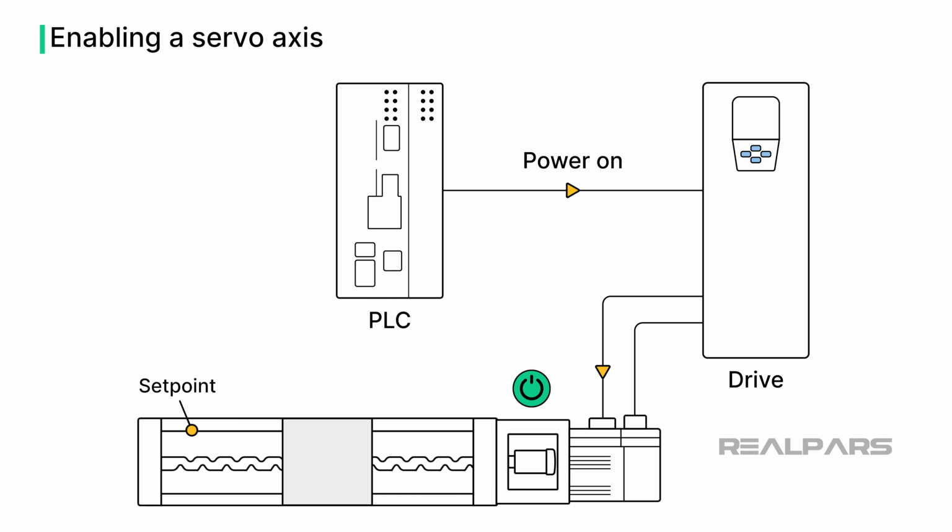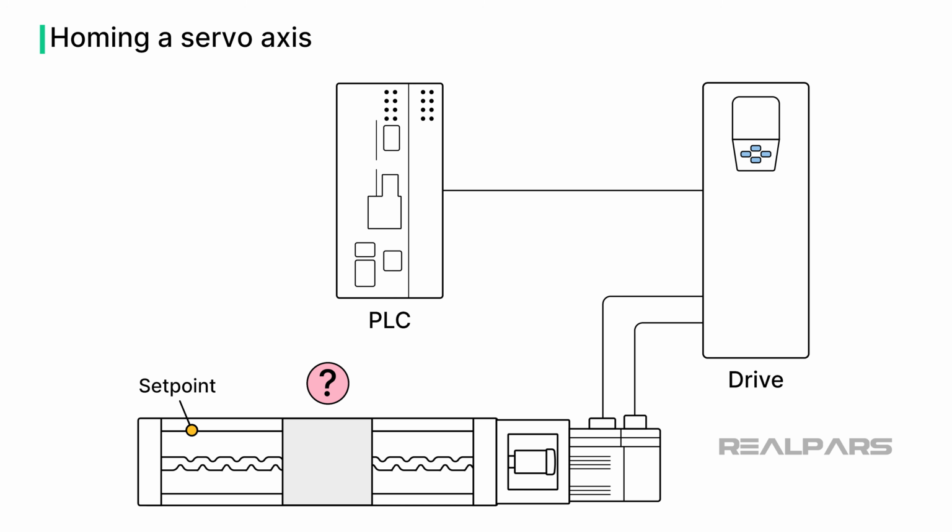So, the axis is powered up now. We're ready to start moving, right? Not quite. Although the axis might be enabled, it cannot move to a set point position until it knows its current position. Here is where the homing command comes into play. Homing a servo axis sets a reference position, a home position in the axis, and ensures accurate and repeatable positioning for subsequent operations.